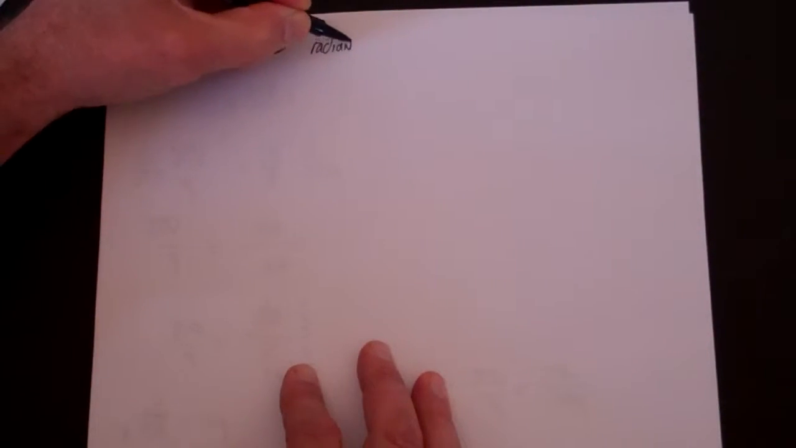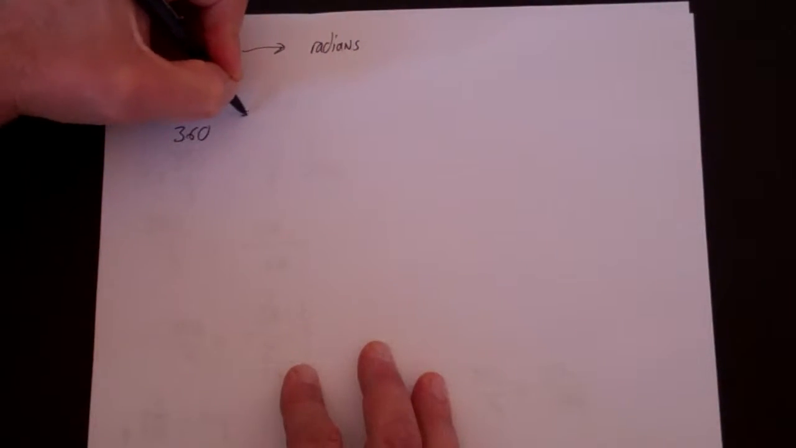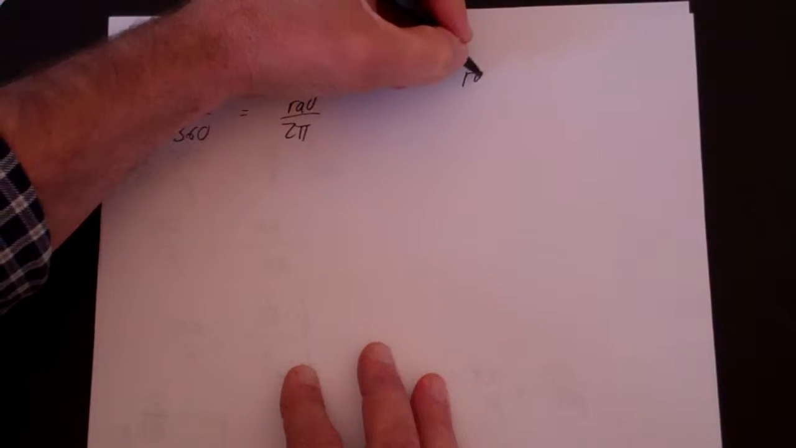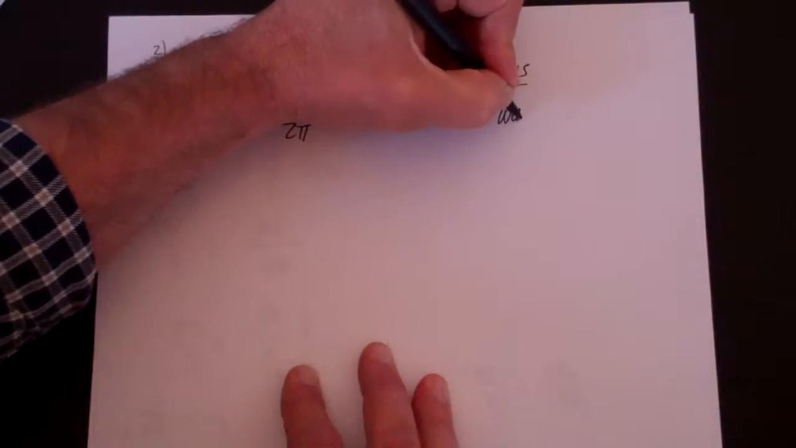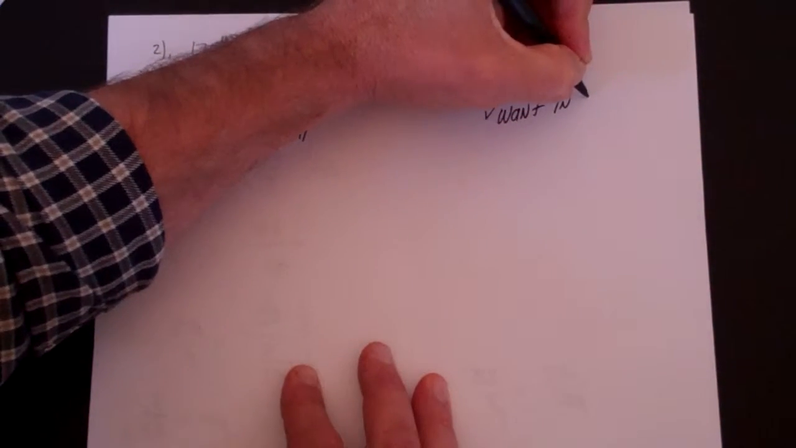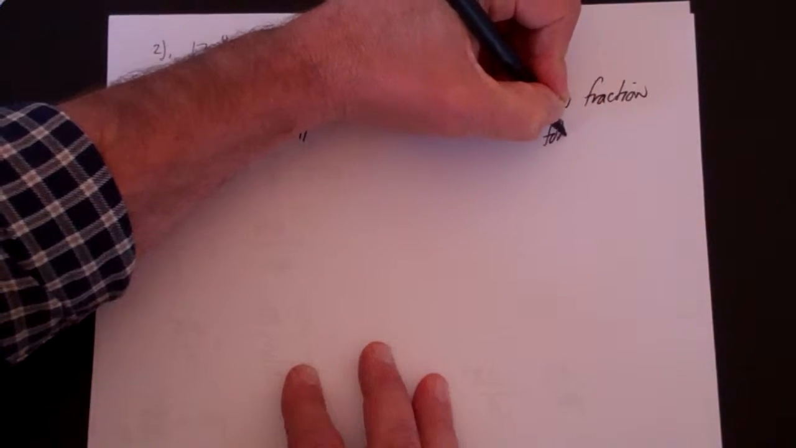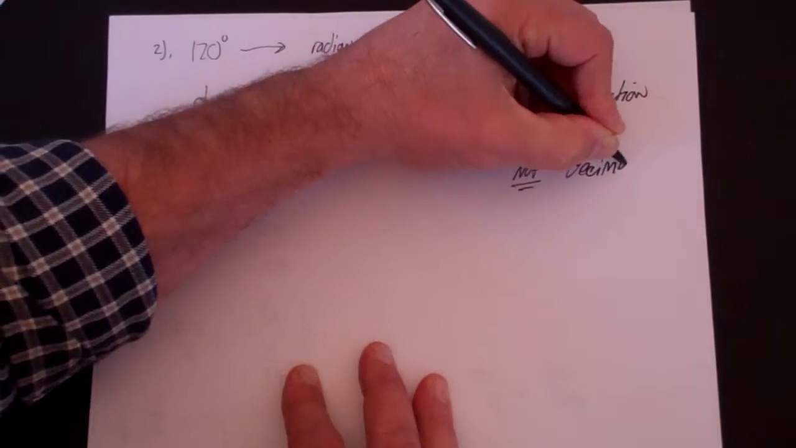The second problem that we had was to convert 120 degrees to radians. We use exactly the same formula: D over 360 is equal to radians over 2 pi. The difference here is that we want radians, and we always want them as fractions if at all possible, not decimals. So here you're going to try to do it without a calculator.